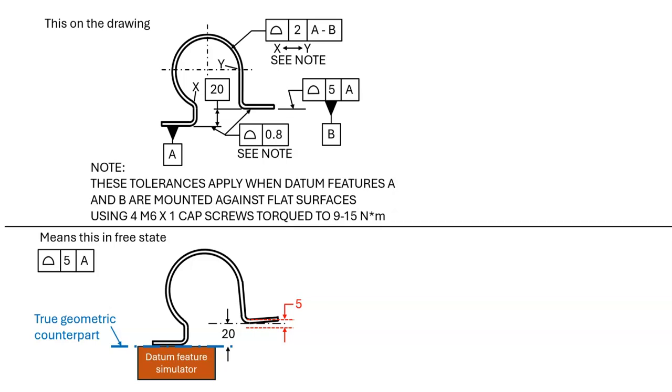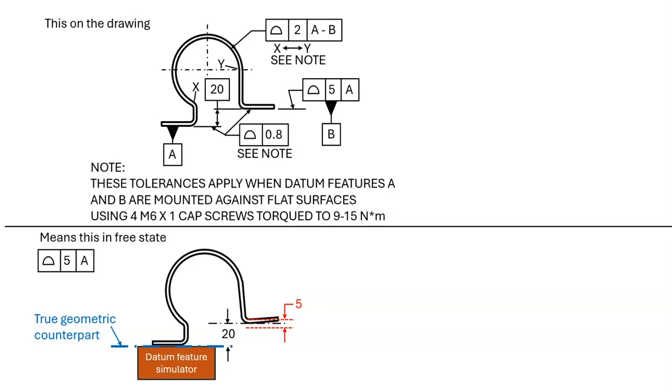Let's look first at the profile tolerance of 0.5. Since it has nothing indicated that it should be measured in a restrained state, it defaults to the free state. The tolerance references datum feature A. We see here that in the theoretical world, the true geometric counterpart is a plane that is tangent to datum feature A. Therefore, datum A is also the plane tangent to datum feature A. In the real world, the datum feature simulator is a gauge with a surface that contacts datum feature A. Simulated datum A is the gauge surface that contacts datum feature A.